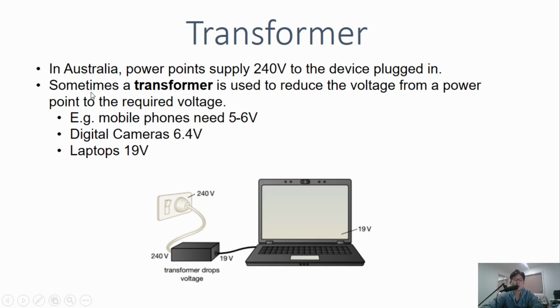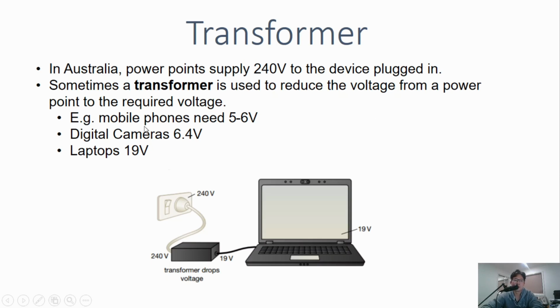So if you think about it, not all electric appliances need the same amount of electricity. A laptop will need something different, a mobile phone will need something different, and a fridge might need a bit more, and ovens as well. So sometimes a transformer is used to reduce the voltage from a power point to the required voltage.